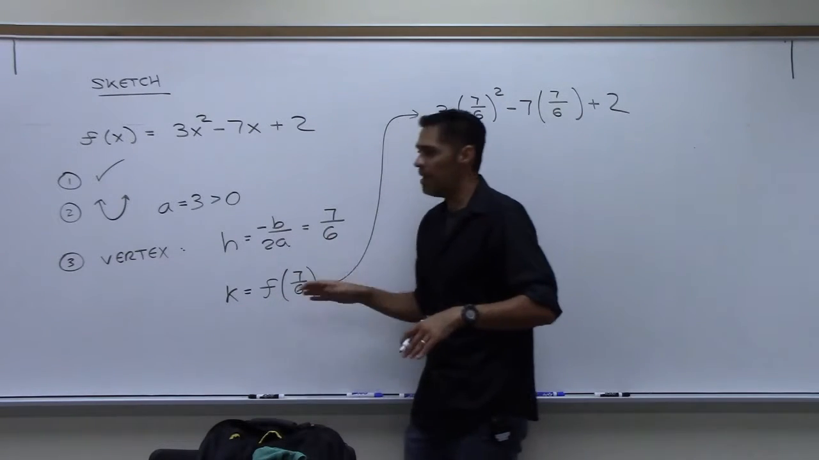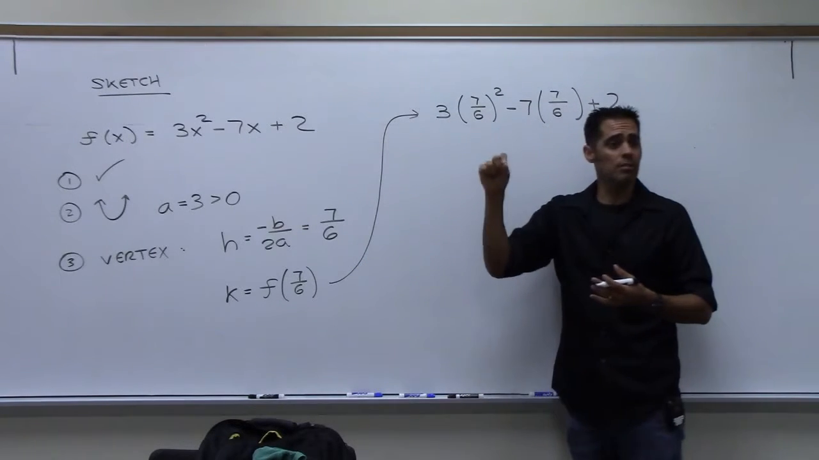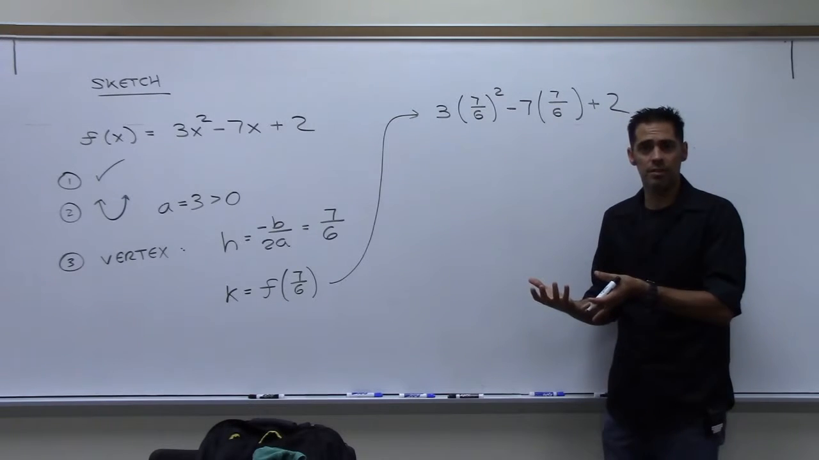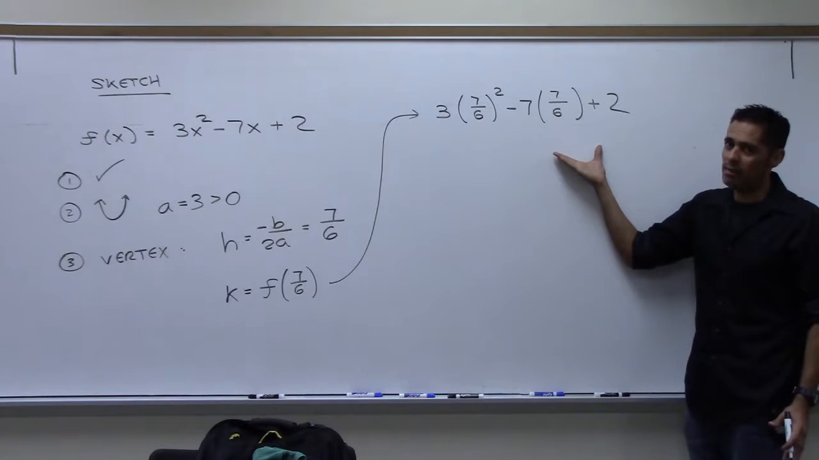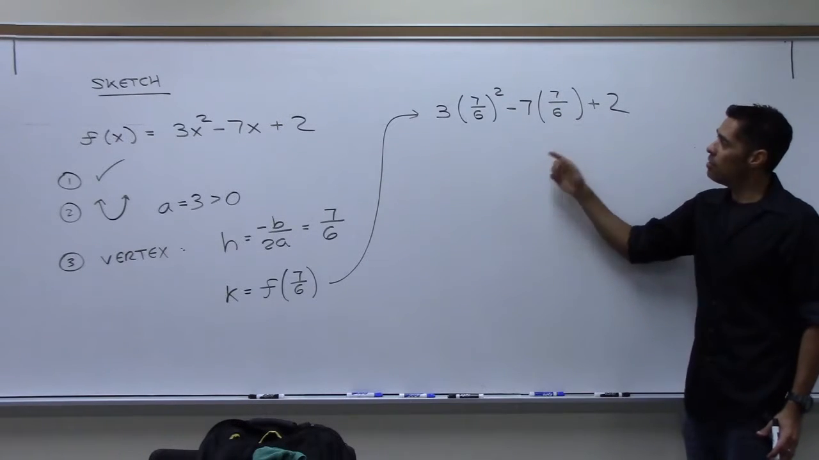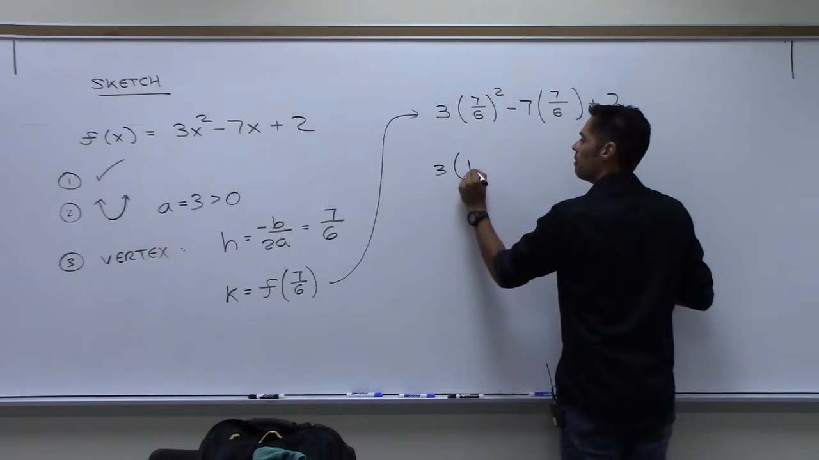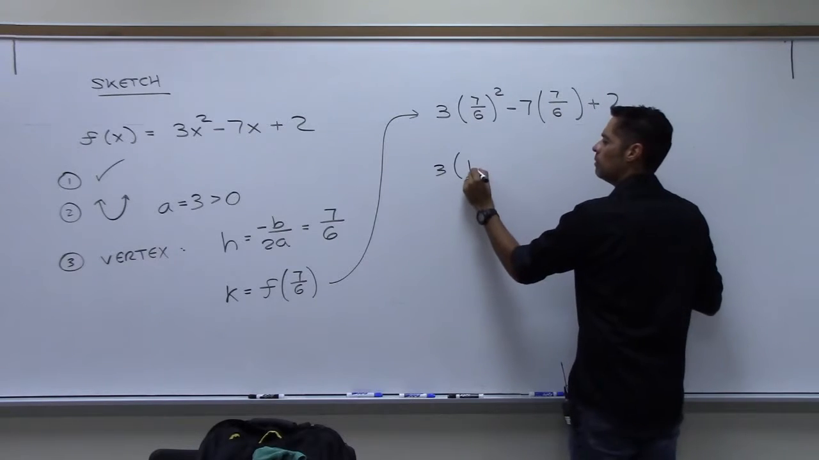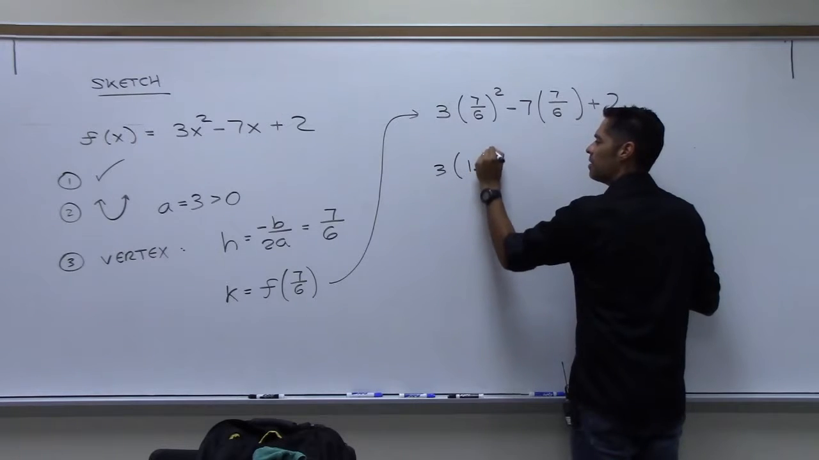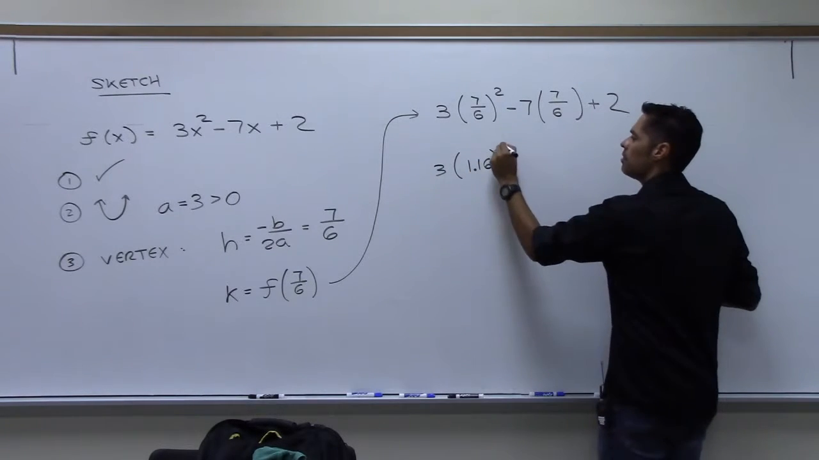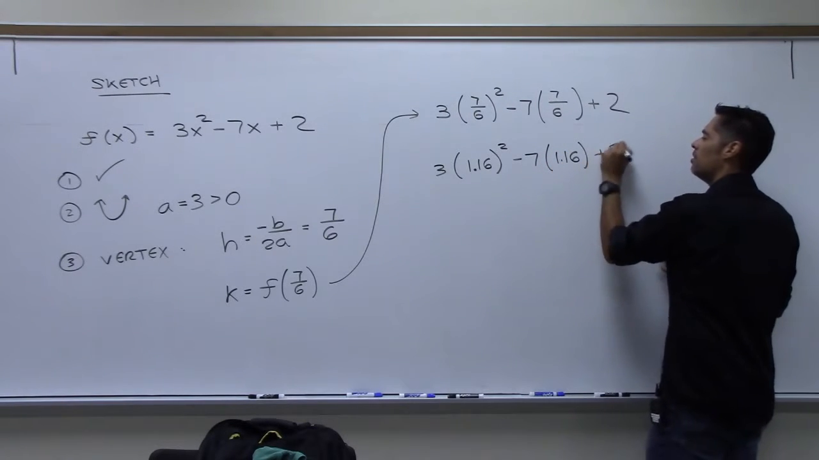h and k give us a point, don't they? And just like with the x-intercepts, it's hard to graph the radicals. It's hard to graph fractions too. So we want this to be a decimal at the end. So let's start now with decimals. What is 7 divided by 6 on your calculator? 1.166666. So we'll just go 1.16, approximating it. Squared minus 7 times 1.16 plus 2.